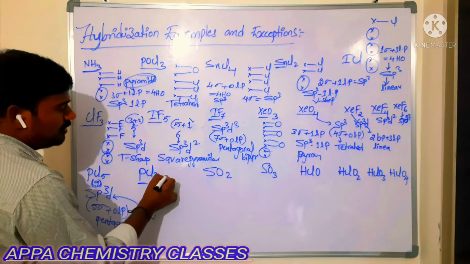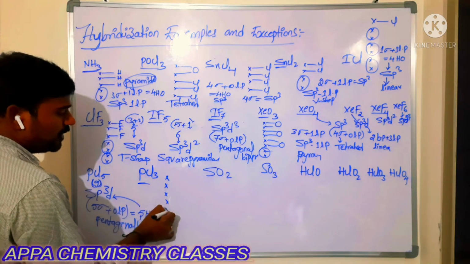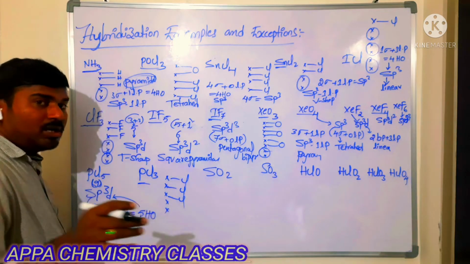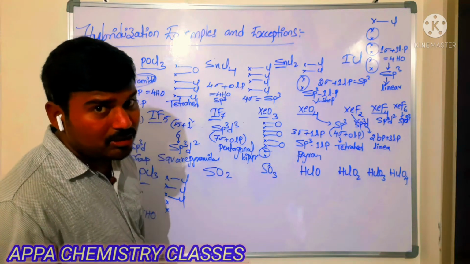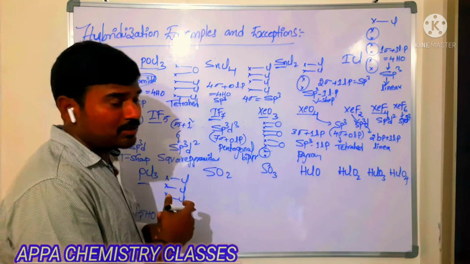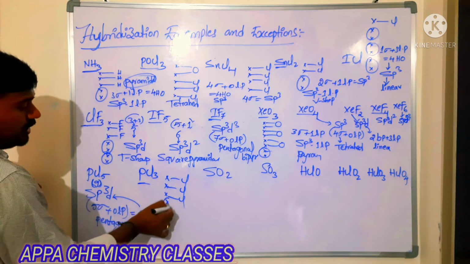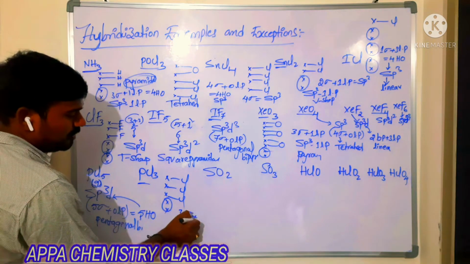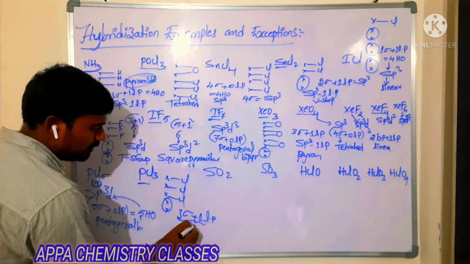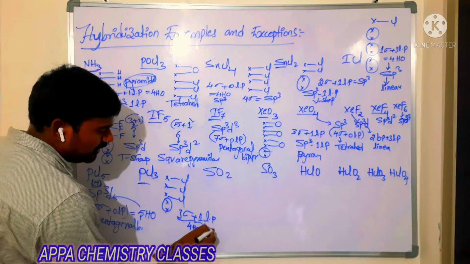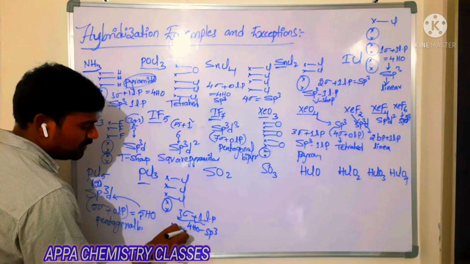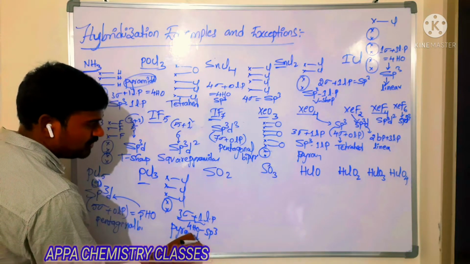Now PCl3. Here you can write 5, phosphorus belongs to the 5th group. If you do not know the group number, then you know the atomic number, so you write the electronic configuration and find the number of valence electrons. So 3 sigma bonds plus 1 lone pair, so total 4 it will be. 4 hybrid orbitals means sp3. So sp3 with 1 lone pair, pyramidal shape. Is that clear?